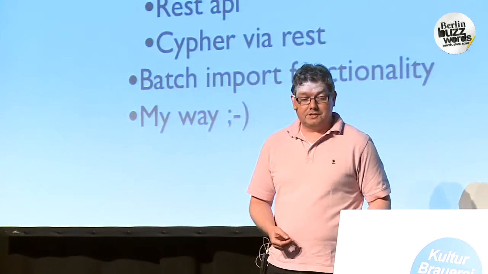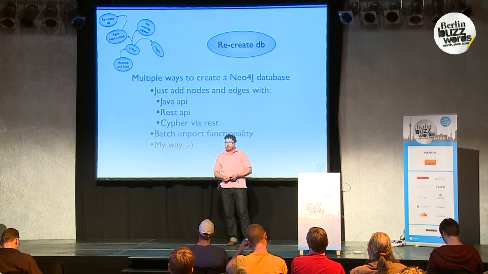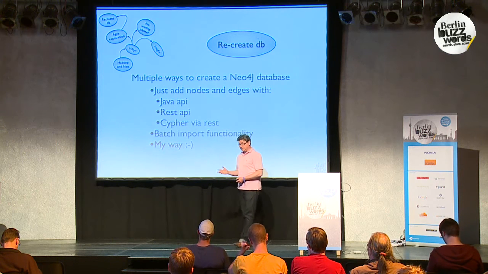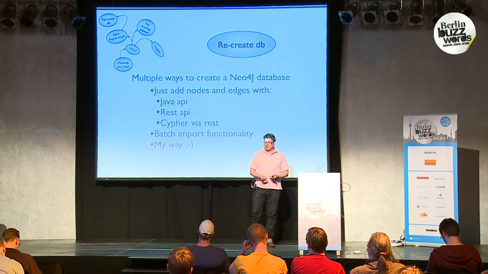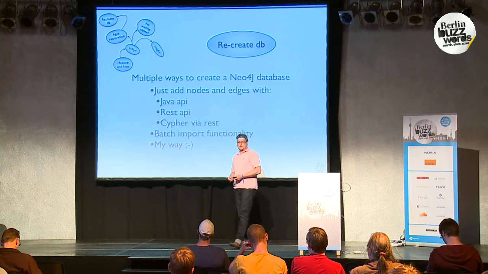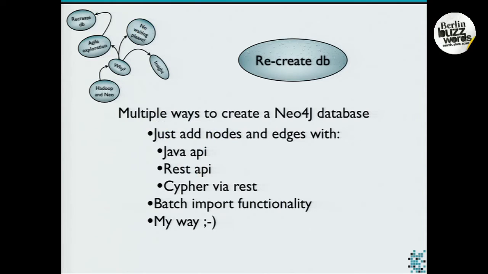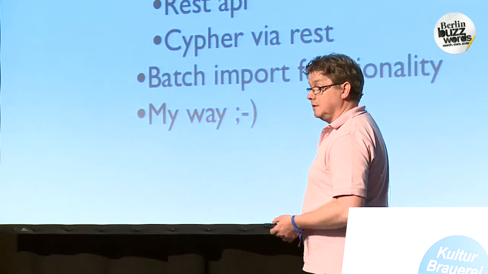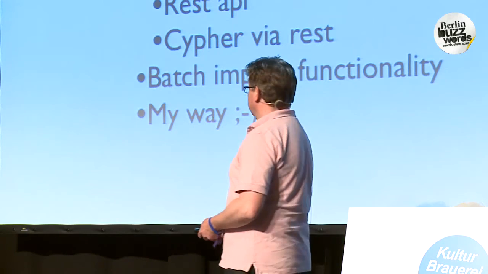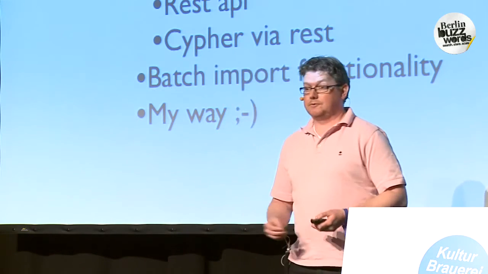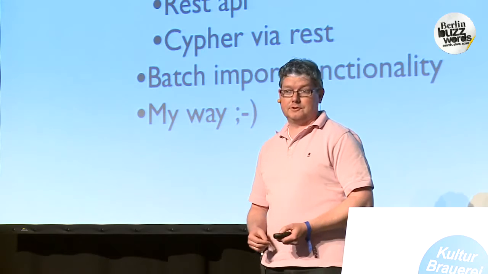You have multiple ways of creating a Neo4j database. You can use the Java API, the REST API. You can use Cypher, that's kind of SQL for graph databases, to create nodes and edges. You also have a batch import functionality that comes with the Neo4j database, and you have my way of doing it, and that's what I'm explaining to you now.